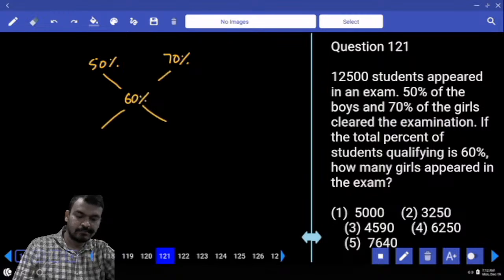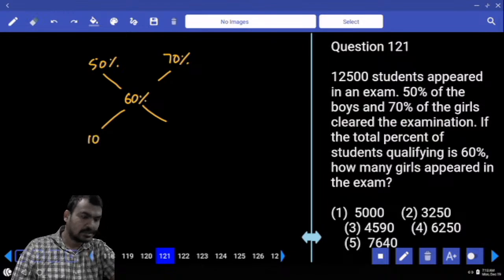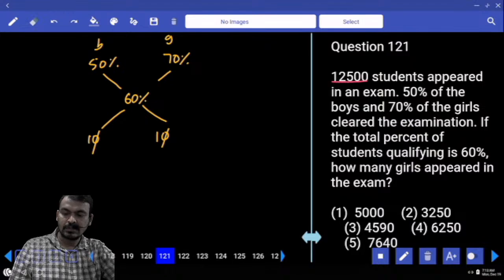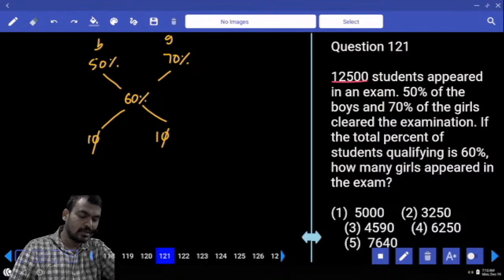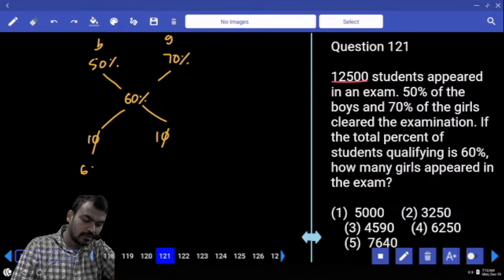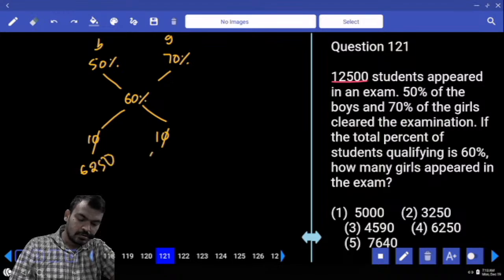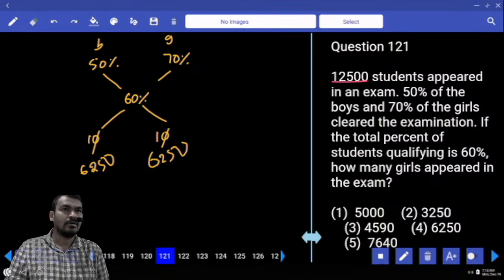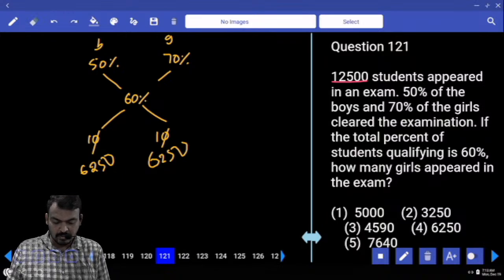What is the ratio? 70 and 60, difference 10. 60 and 50, difference 10. So the ratio is 1:1, meaning equal boys and equal girls. What is the total strength? 12,500. So boys are 6250, girls also 6250. What is the question here? Girls are required or boys? Girls. What is the answer? 6250.